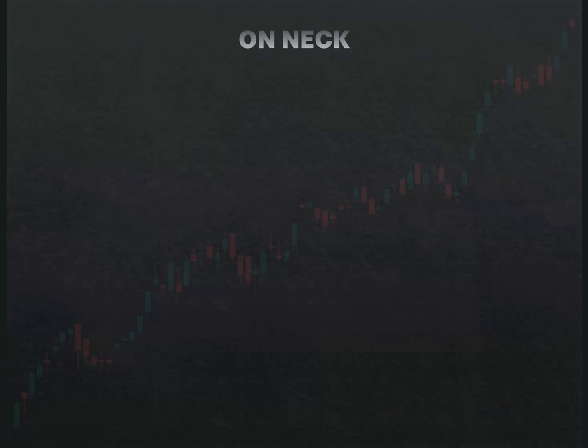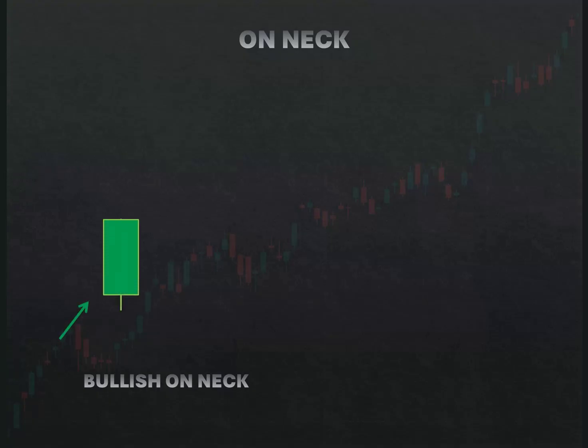On neck, it's a two-bar bearish continuation pattern. For bullish on neck, during the first period, price continued the pre-existing uptrend. The second period opened with a modest gap up, but price moved back down, filled the gap, and closed at the same price as the first period. It shows the bulls are still active on the closing of the earlier period of green candle closing.